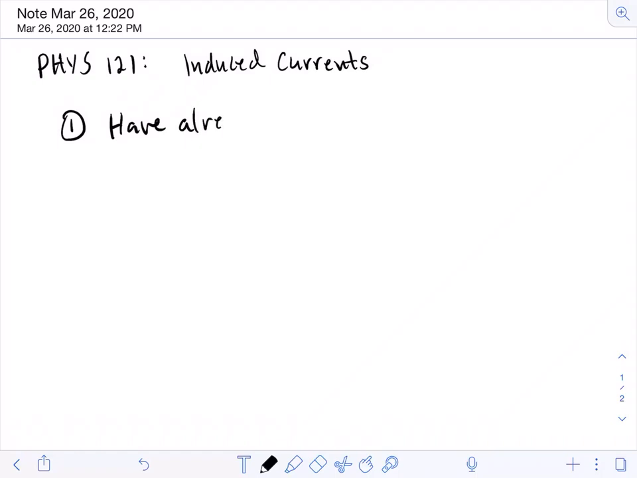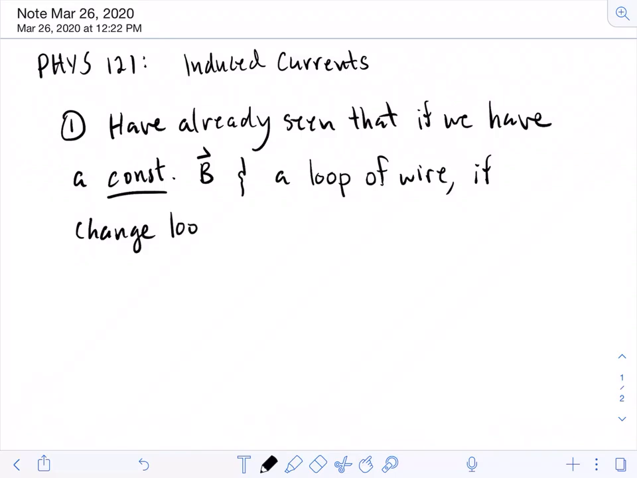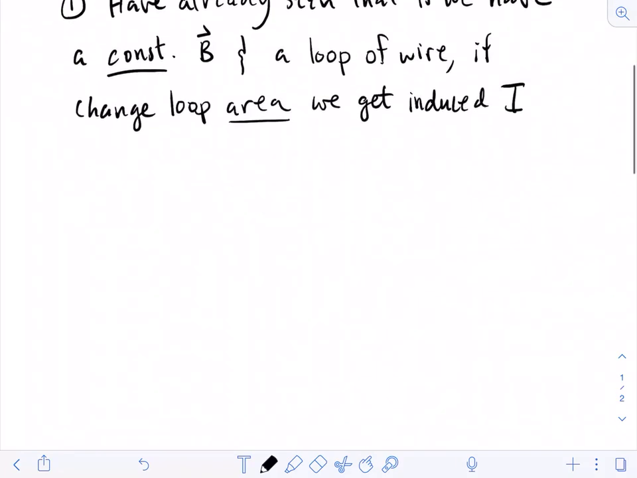So first, we have already seen that if we have a constant magnetic field, so a magnetic field that's not changing, and a loop of wire, or essentially a circuit, if we change the loop area, we get an induced current. And so let me remind you of the setup.